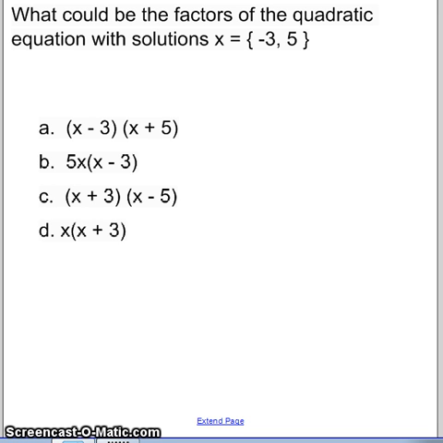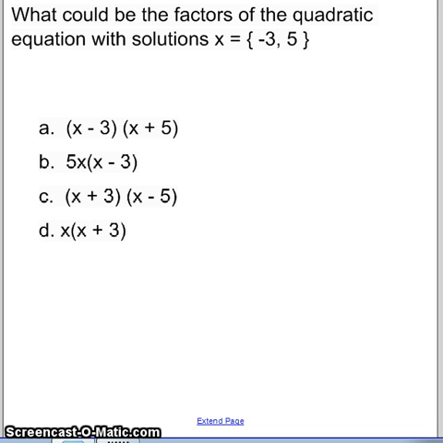Now they want you to work it backwards a couple of times. They'll say, what could be the factors of the quadratic equation if you know the answers? So they tell you the answers are -3 and 5, and they want to know what the factors are. They really want you to pick A. That's their real good wrong answer to try and trick you. But remember, the answers are the numbers that make the factors equal to 0.